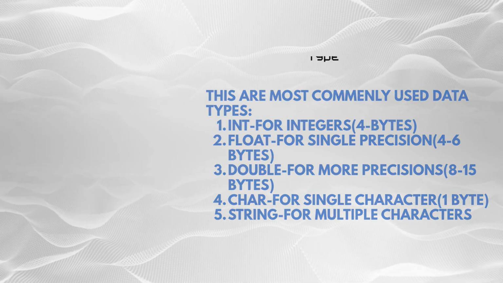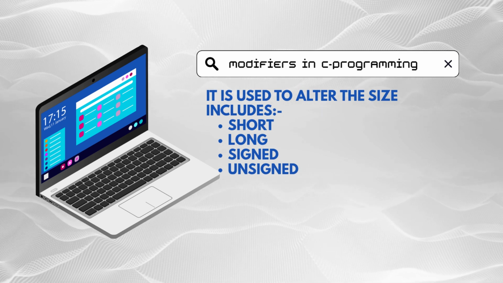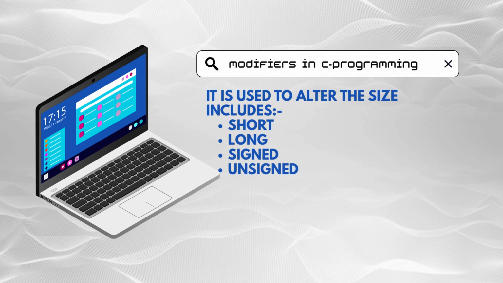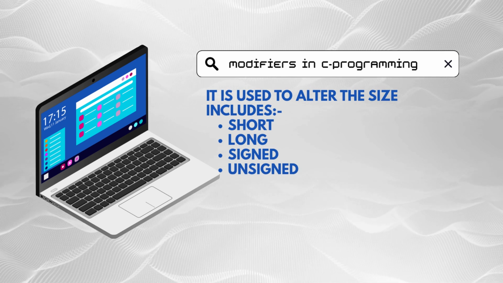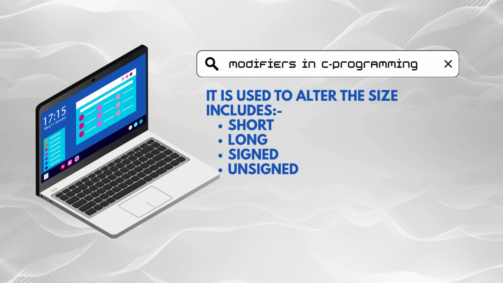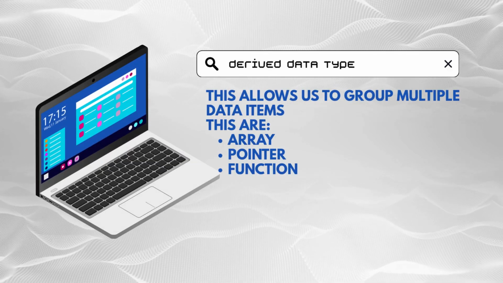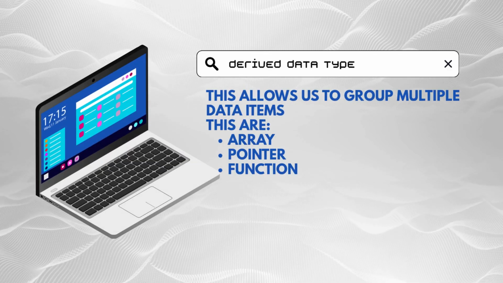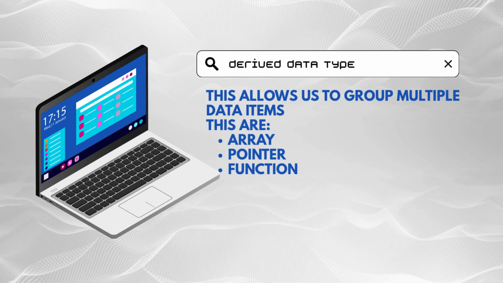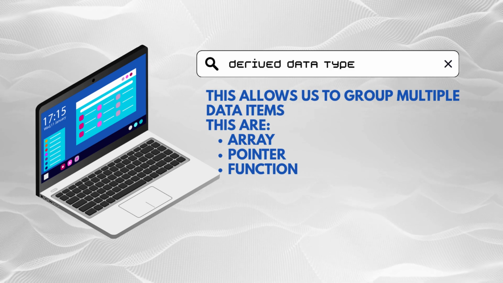C programming also provides modifiers to alter the size or range of data types. These include short, long, signed, unsigned. Derived data types are built from basic data types. These allow us to group multiple data items or handle more complex data structures. They are arrays, pointers, functions.